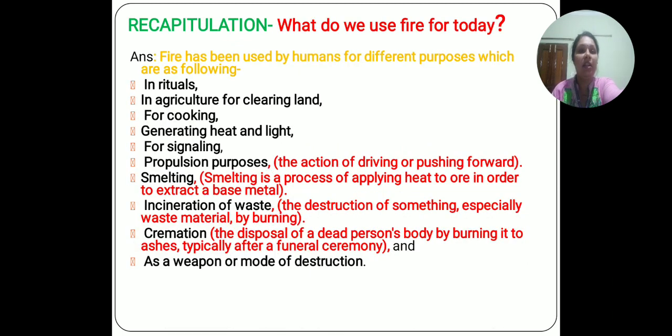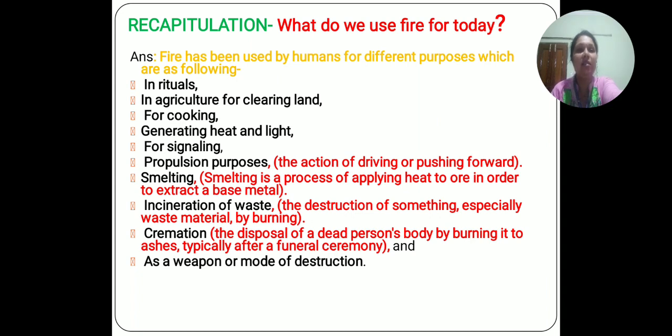Now, there are some uses of fire nowadays. Can you think what the uses of fire are nowadays? Why do we use fire, and for what things can we use fire? Can you think about all those things? Yes, I have just explained here some of the purposes for which fire is being used nowadays.